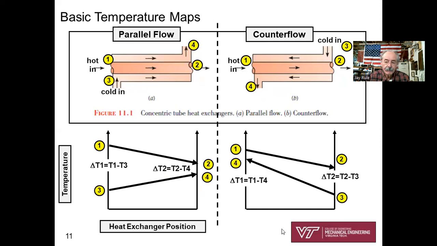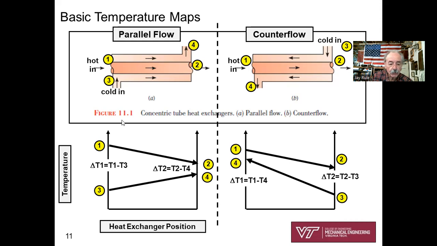As we move into ME 3204, we introduce the idea of a temperature map. In thermodynamics, you've gotten good at drawing these sketches, either parallel flow or counterflow. So notice here, for parallel flow, on the y-axis we plot temperature. On the x-axis, we plot position, x. So do you see the similarity?